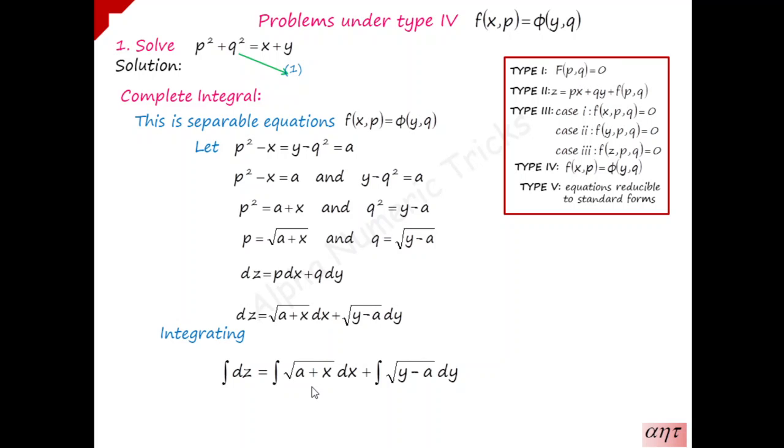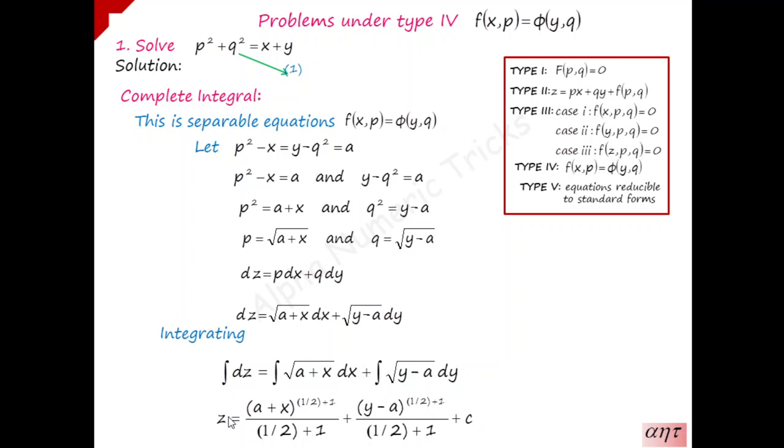Here we have a fraction because a square root is there. So square root is half, we can take it. So a plus x whole power half, we can take it here. So we take the root of a plus x as a plus x whole power half. We have to apply the formula, that is a plus x whole power half plus 1 divided by half plus 1, plus the integral of root of y minus a, which is y minus a whole power half, we can take it. So y minus a whole power half plus 1 by half plus 1, plus this constant of integration c.